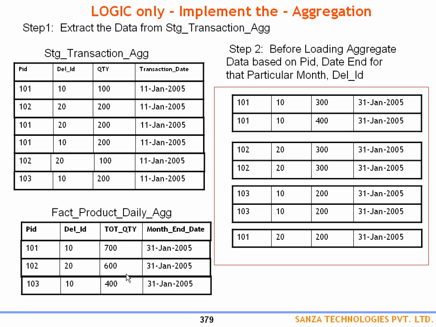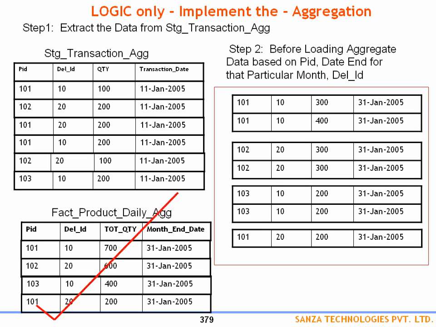Let's say then you have 101, 20, 200. There is no record for it. So you go and see the data. There is no record for that combination of 101, 20. So you go and aggregate it and insert it. There are multiple processes.